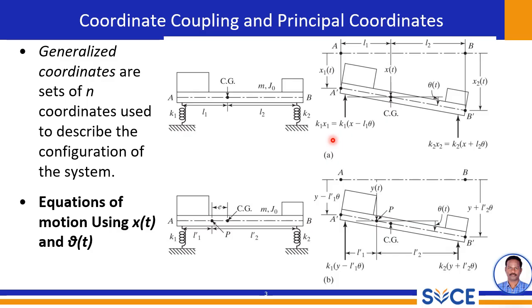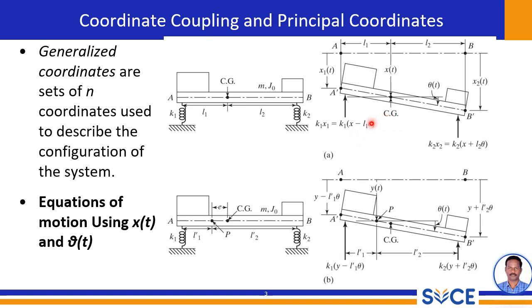So the force from the spring K1 is K1 x1. We can rewrite this as K1 (x minus L1 theta). Similarly, the force from K2 can be rewritten as K2 (x plus L2 theta). The system demonstrates coordinate coupling, that is, the linear displacement x and the angular displacement theta are coupled because the spring forces depend on both of them.